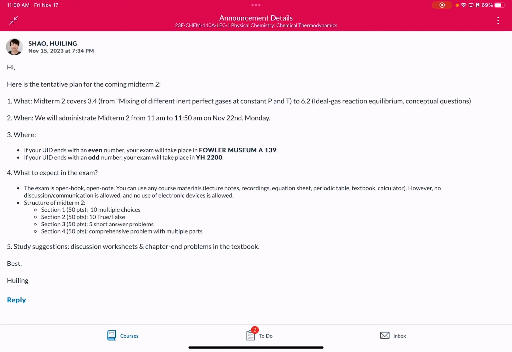All your questions on the exam come from either the discussion worksheet or your chapter end problems. So I don't want you to be surprised by anything. If you studied your textbook and your worksheet, you should be doing fine. But the most important thing is, even if it is an open book exam, don't study during the exam.